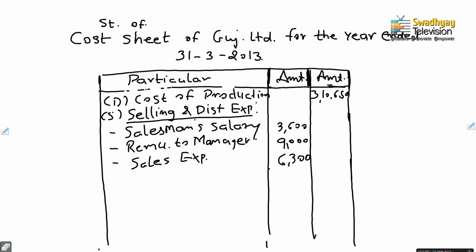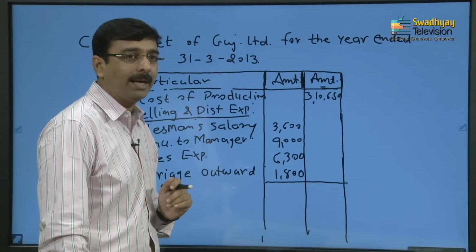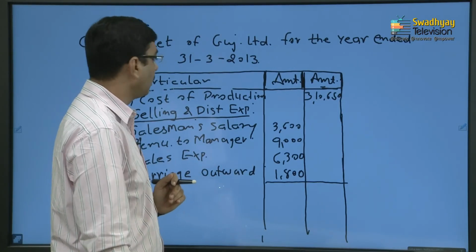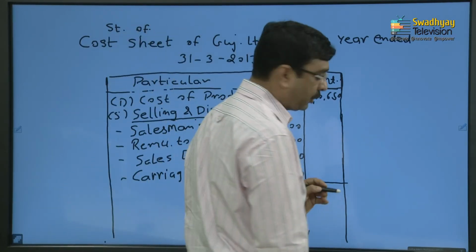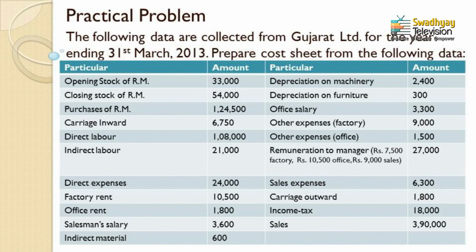One more item, carriage outward. Carriage outward is also related to selling and distribution expenses, and the amount is ₹1,800. So these are the 4 items regarding the selling and distribution expenses that would be recorded under this head, and the total of the selling and distribution expenses transferred into the outer column comes to ₹20,700.